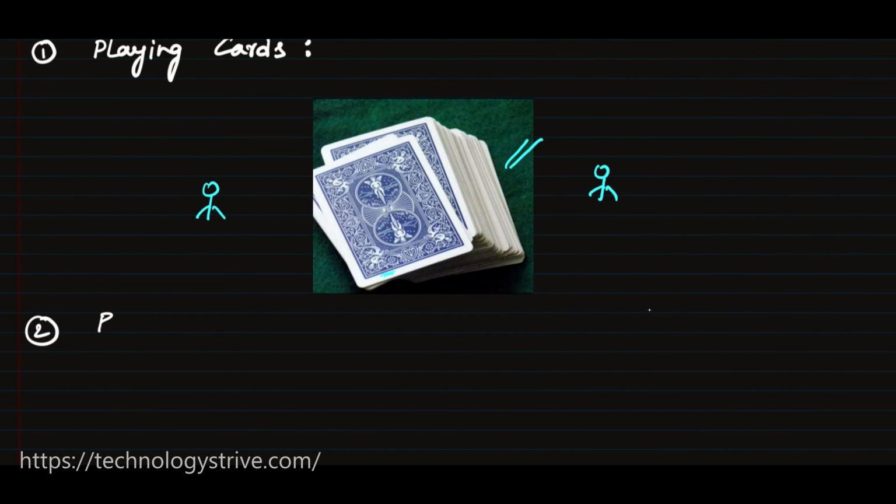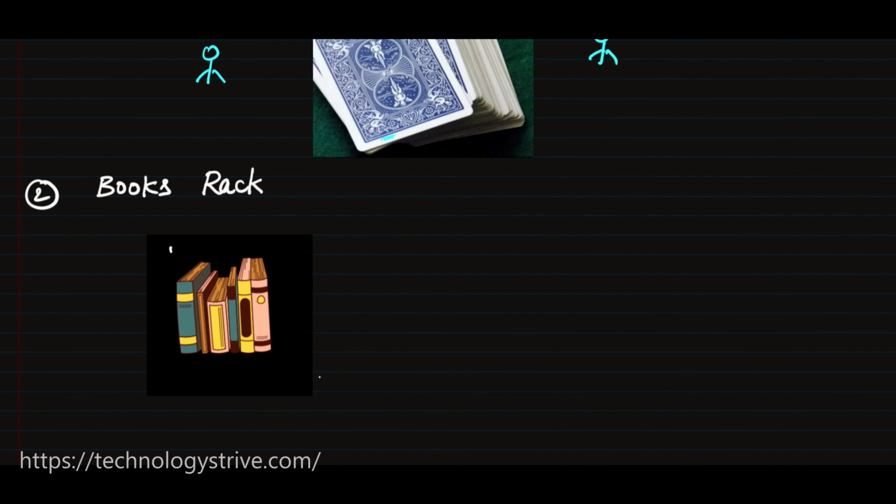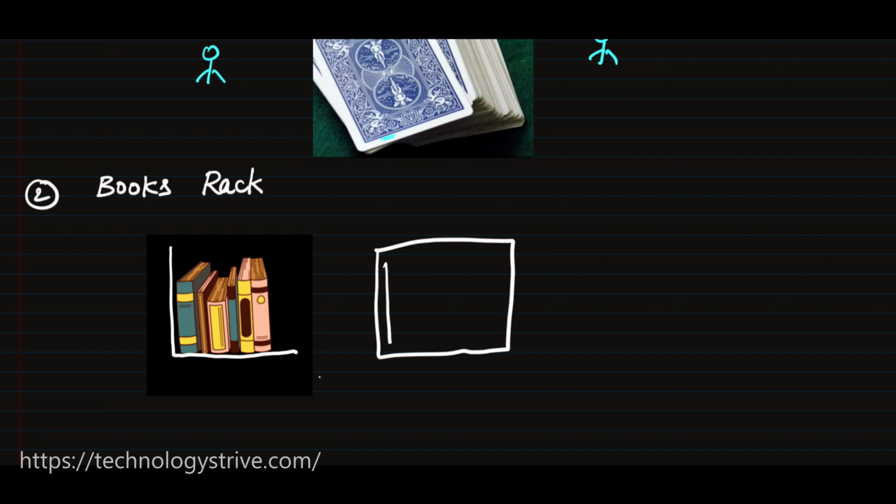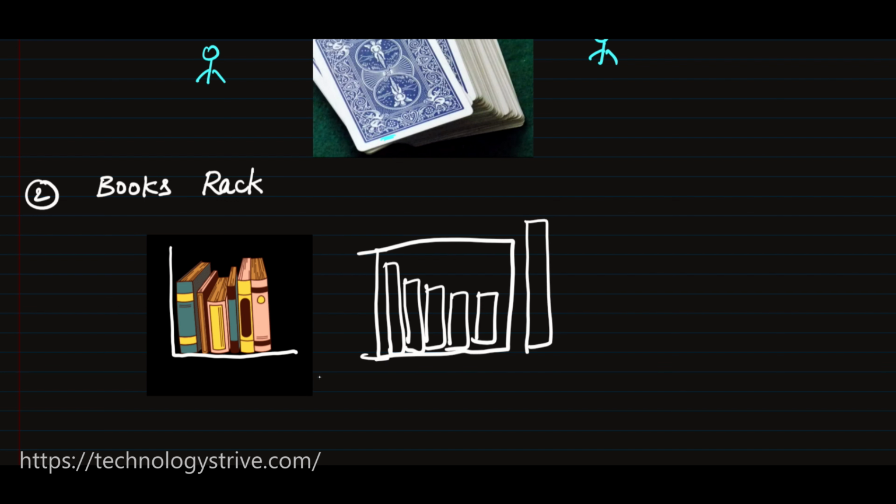Second example, books rack. So for example, we are having a books rack like this. We are going to place books like this. And let's assume that the books' length is more than the rack length. So only this much length is possible. Let's assume that this is the book length, right? Which is crossing the rack length. Then how will we place it?